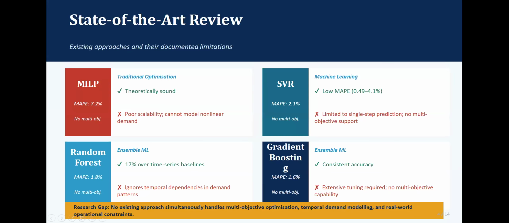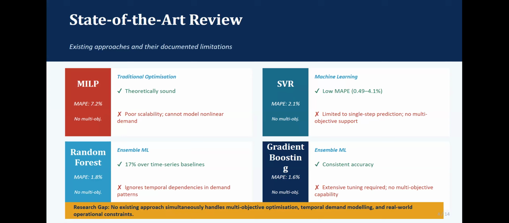When we went through the literature review, there were a lot of algorithms, or proposals, out there. Four of them have been taken up and listed in the paper as well. The first one is MILP, which is theoretically sound, but has poor scalability and cannot model nonlinear demands. SVR uses a machine learning approach with low MAPE, between 0.49 to 4.1%, but is limited to single step prediction with no multiple objective support.